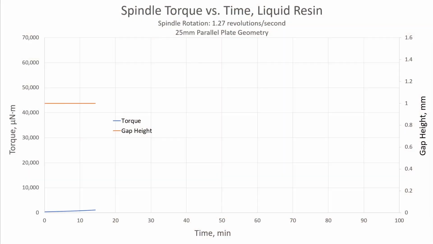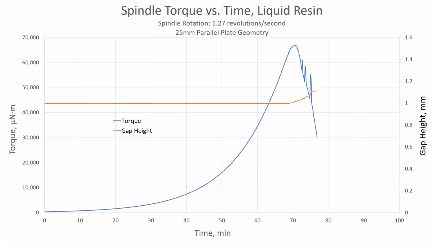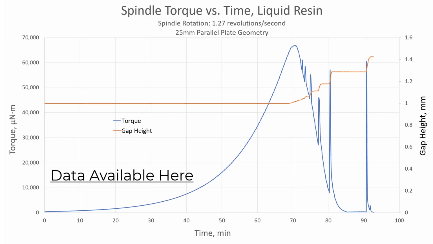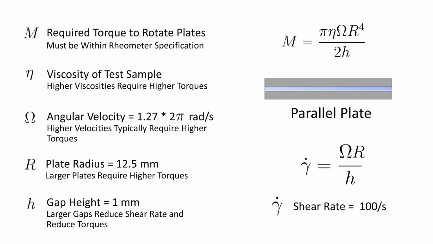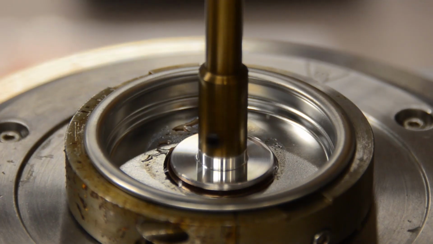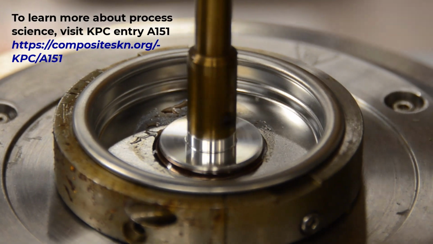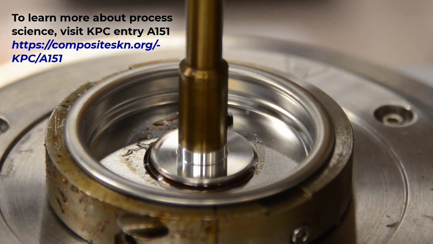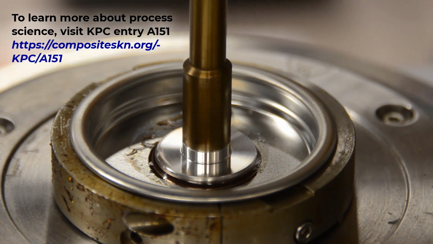We can see that the viscosity rises slowly for the resin's working time and then increases progressively faster until it gels and the rheometer can no longer reliably produce a measurement. The data from this test is available for download at the link below. Using the measurement geometry that was used here, the viscosity of the sample can be calculated. This data can be used to inform liquid composite processing such as resin infusion or other manufacturing processes that involve liquid resin flow.